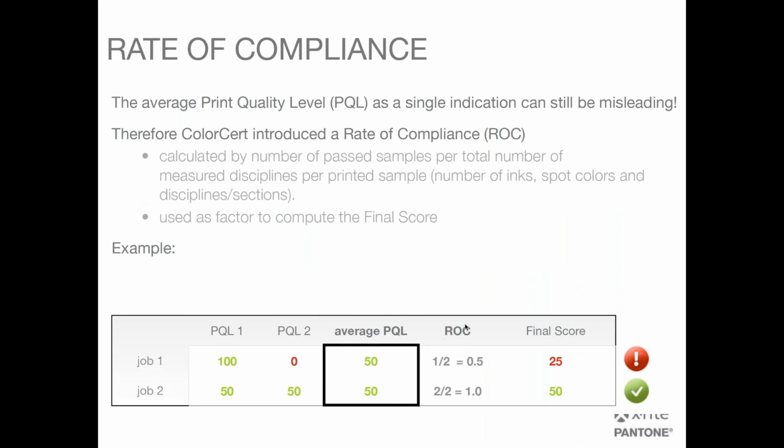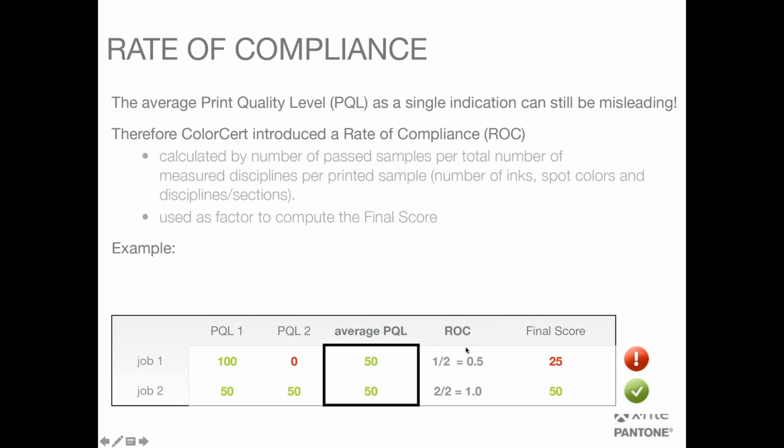And this is again where the rate of compliance, I want to emphasize this again, because when you're doing the compliance, if I have a job that scores a 100 and then a job that scores a 0, and I have a different job that scores a 50 and a 50, well, if you just looked at the average, they both would have received a 50. But clearly job number 2 was better, it was more consistent, and job number 1 was not.